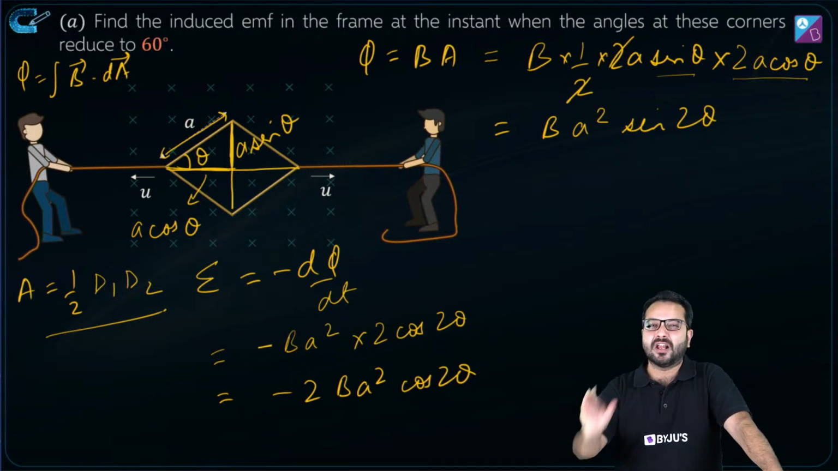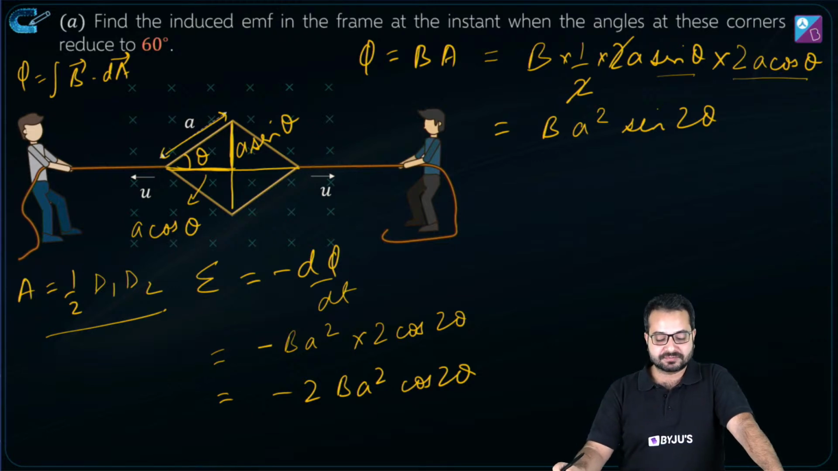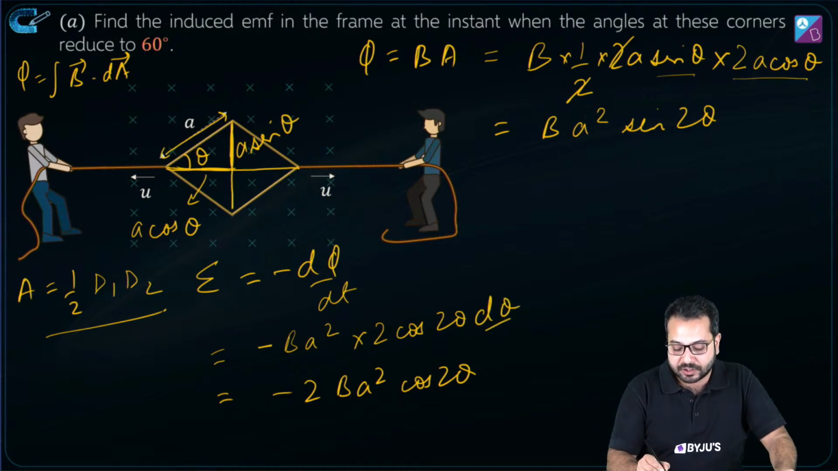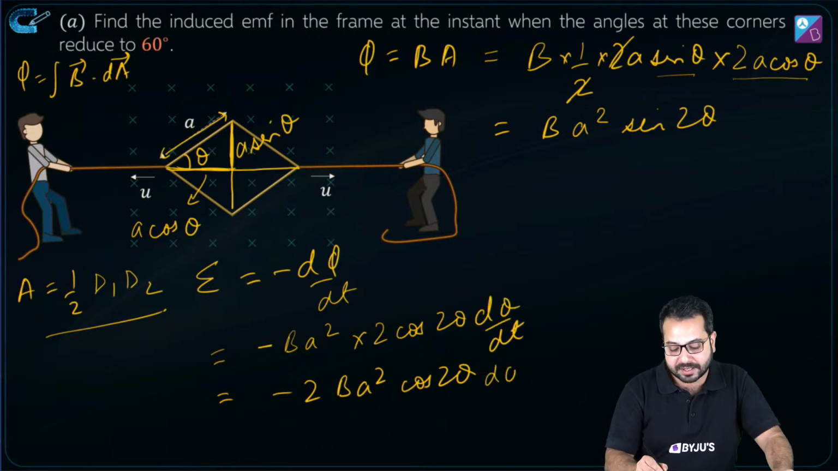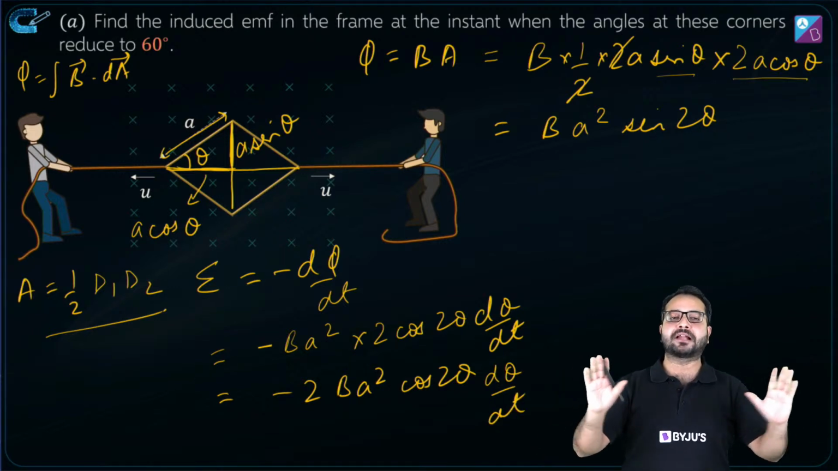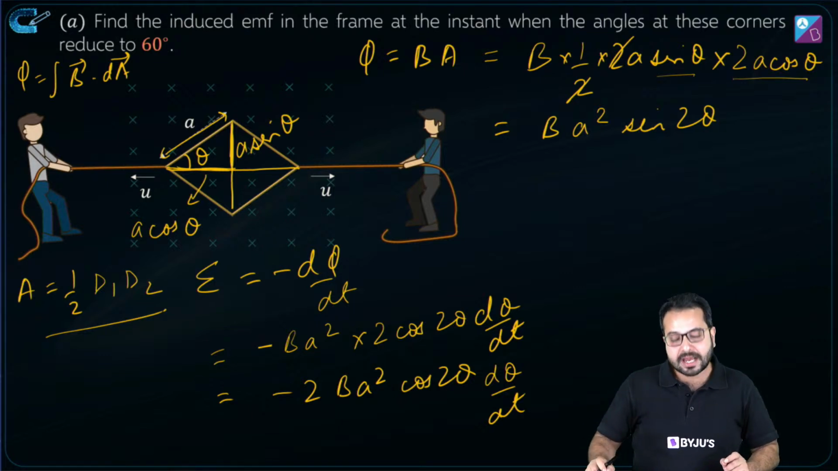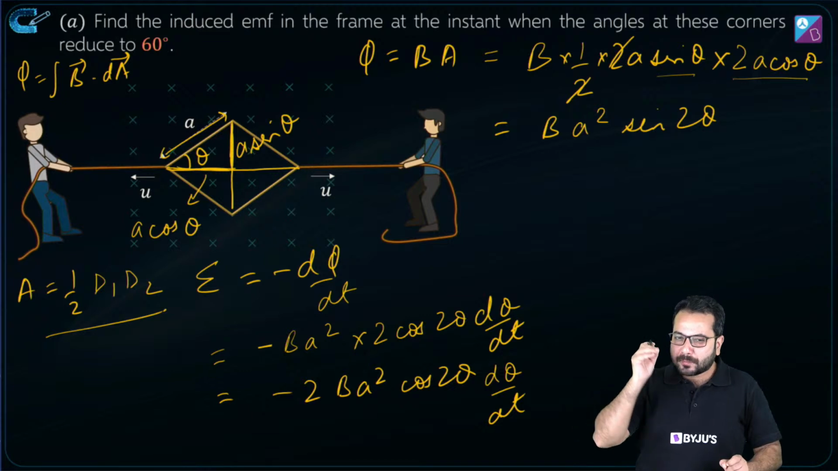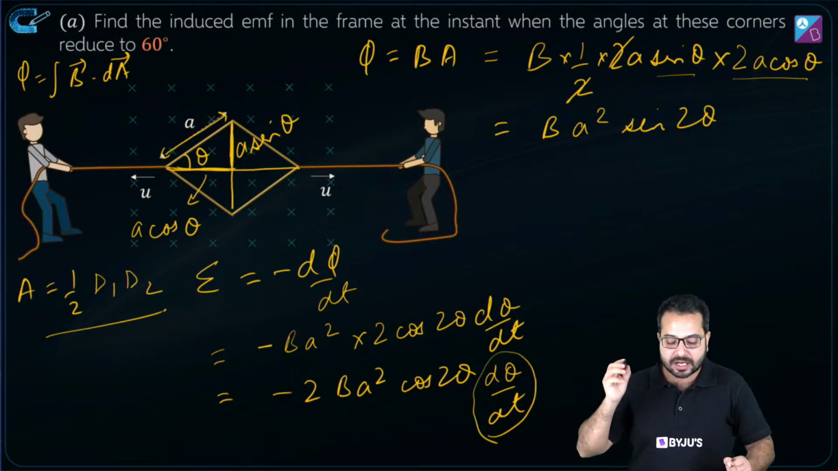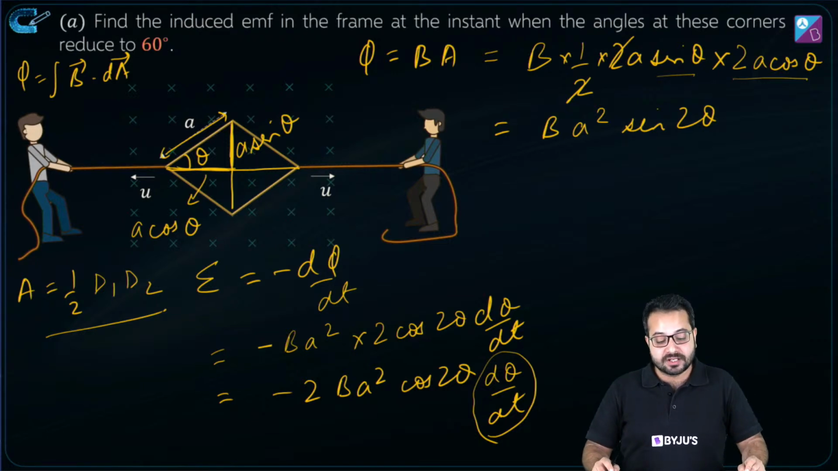Is that right? No, there's a mistake over here, because we are differentiating with respect to time, not with respect to theta. So this is going to be multiplied by d theta by dt. Is there any problem over here? Simple: we have calculated the flux at that instant, and when we differentiate it with respect to time, we get the EMF induced. But the problem is that all these terms are fine, but there is a d theta by dt term as well. So now we'll have to do something about this term.